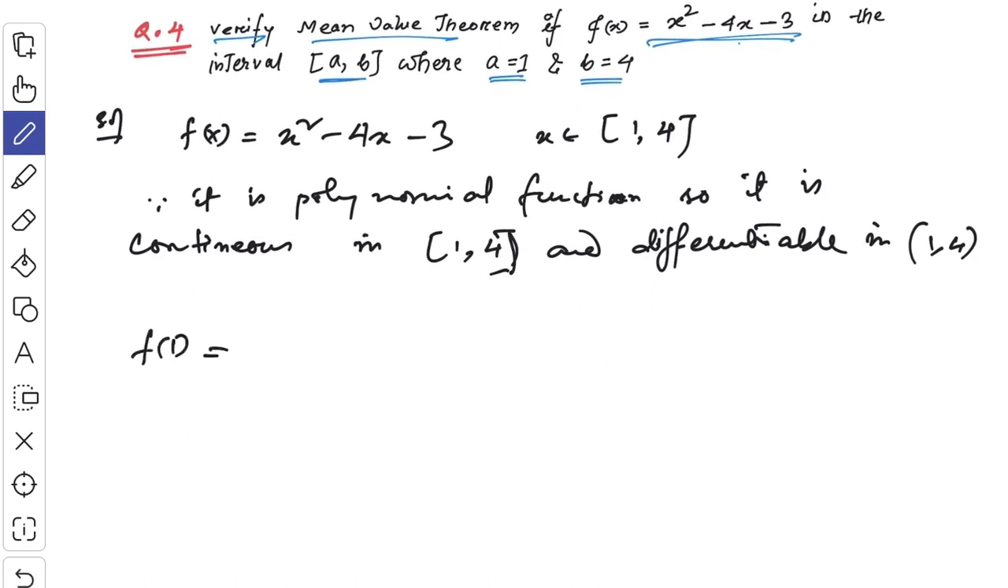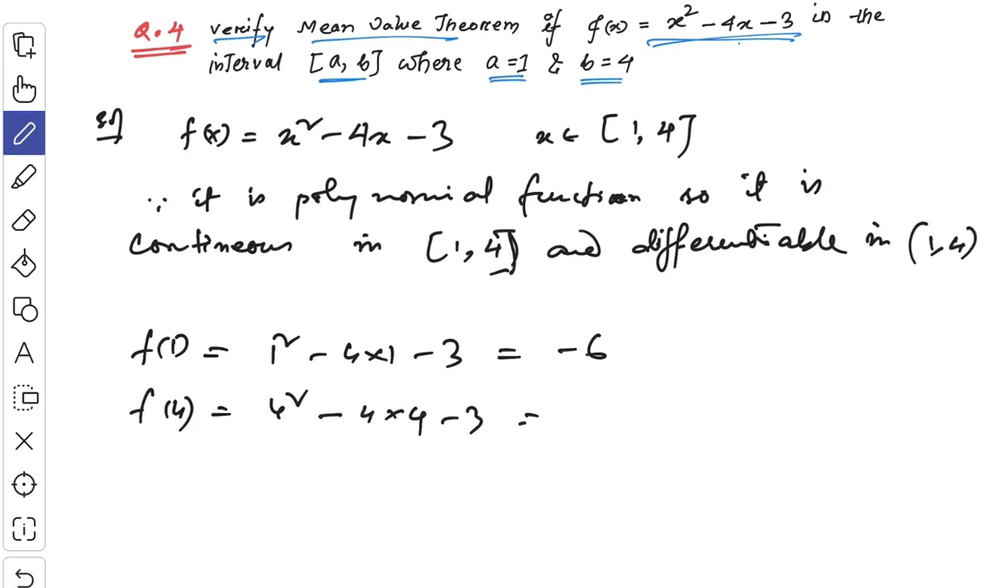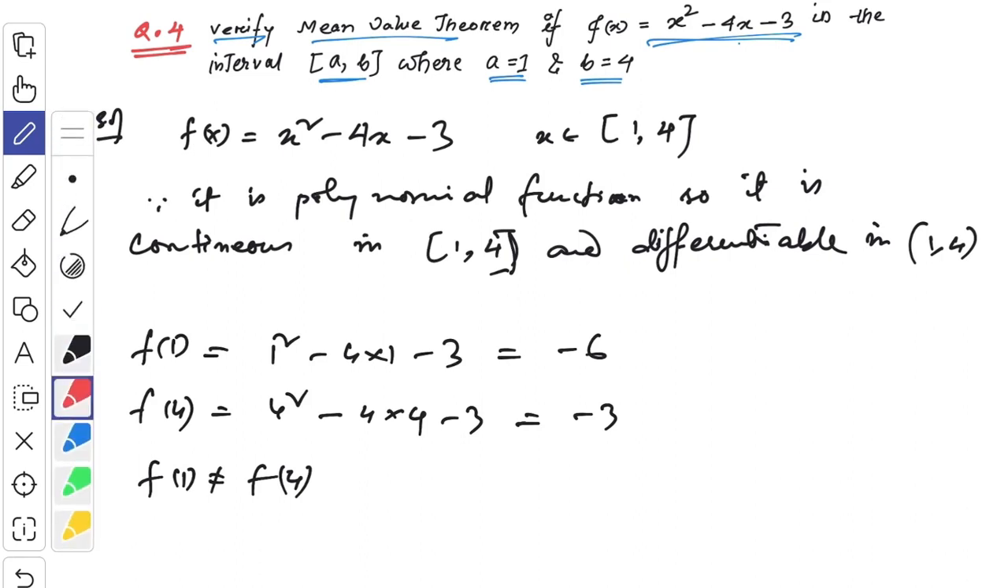So f of 1 is 1 square minus 4 into 1 minus 3, that's going to be minus 6, and f of 4 is equal to 4 square minus 4 into 4 minus 3, that's going to be equal to minus 3. So the third condition is also satisfied, f of 1 is not equal to f of 4. So now we can say that all the three conditions are satisfied.